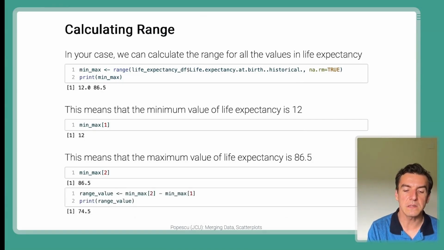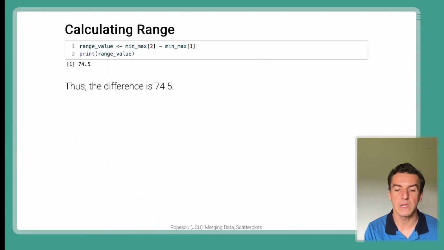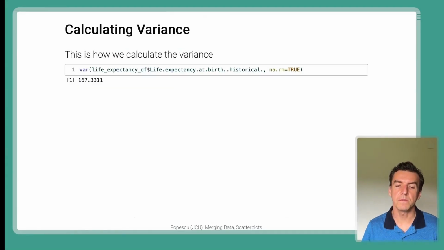Okay, so this means that the range, if we do the calculation, so the maximum minus the minimum, this simply gives us 74.5. So this is the range for the life expectancy variable within our data set, 74.5. Okay, what about the variance?